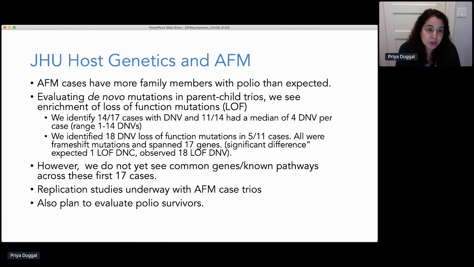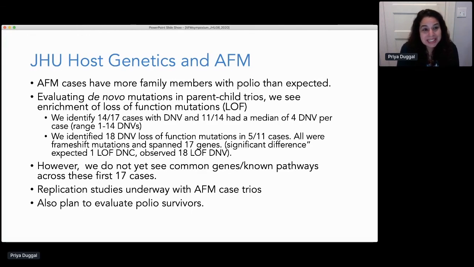So we identified 14 of 17 cases with a de novo mutation, and 11 of those 14 had a median of 4 de novo mutations, and they could range anywhere from 1 to 14 that actually occurred. What was most interesting is that in 5 of the 11 cases, we identified 18 de novo mutations. They were all frame shift mutations, and they all caused a loss of function, and they spanned 17 different genes. And there seemed to be a large difference between what we would have expected, which is 1 loss of function de novo mutation, versus the 18 that we actually observed.